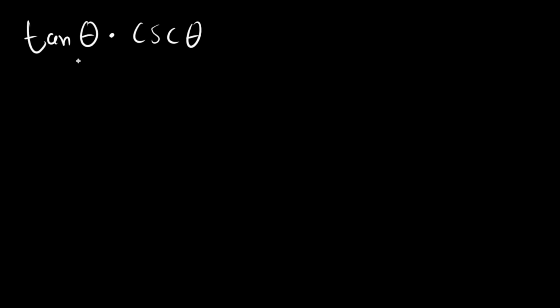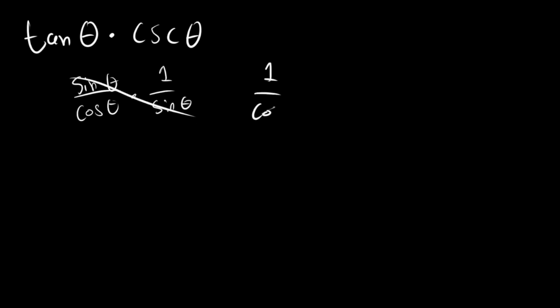Last but not least, we have our tan theta times cosecant theta. And this one's going to be a little bit easier than the other ones. So our tan, we're just going to rewrite it, times our 1 over sine theta. And these are going to cross out. We're going to get 1 over cosine theta. And what is that equal to? That is equal to our secant theta.